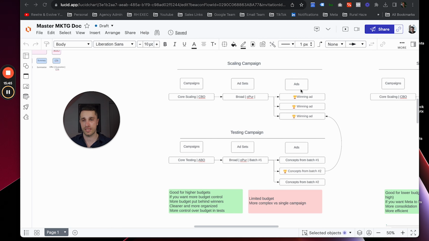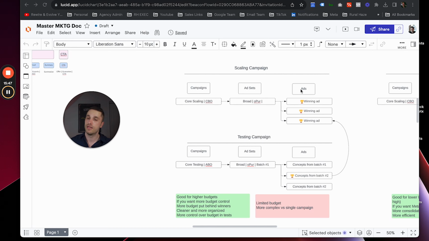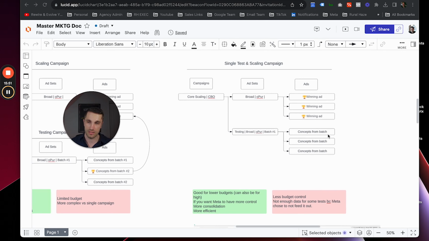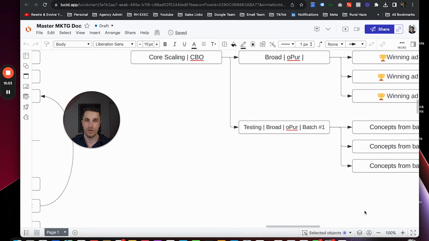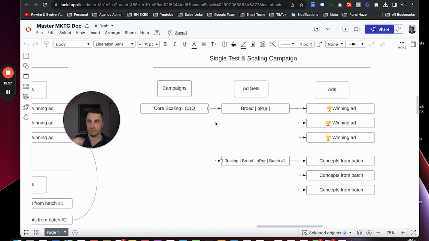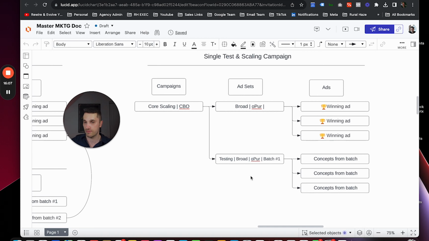Now, the other campaign structure for how we test is even more consolidated. This is our single test and scaling campaign, where we have one CBO, I zoomed in a little bit, one CBO campaign, again a campaign budget optimization objective. And then we have ad sets: a scaling ad set and then sub ad sets where we are testing. And this is where our creative tests happen.